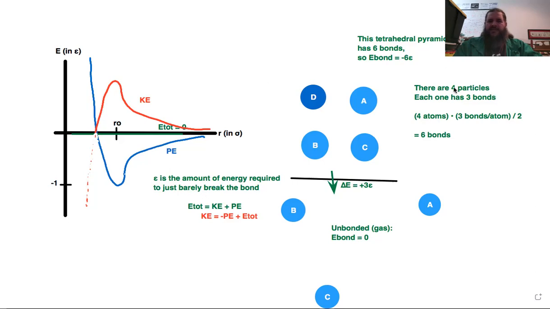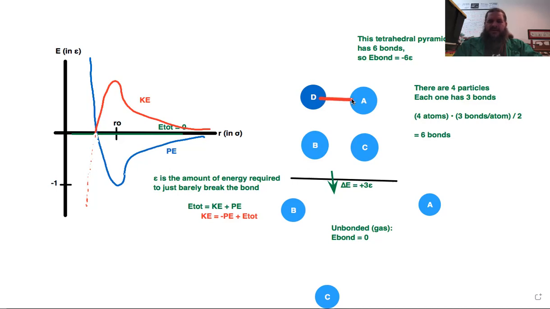We should still expect each of the 4 particles to be interacting with the other 3. So we should still expect 6 bonds in total. But how many of them are actually equilibrium distance from each other? For instance, D is equilibrium distance from which other particles? Yeah, it looks like each one just has 2.